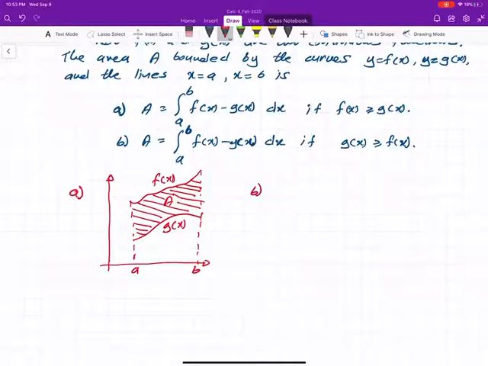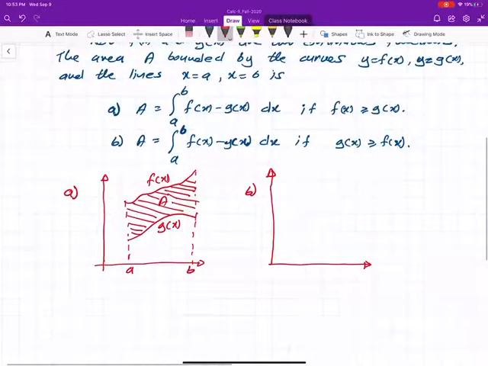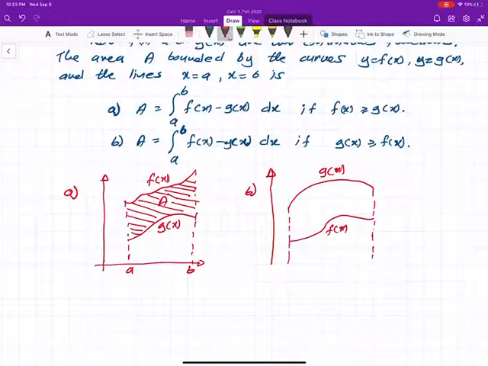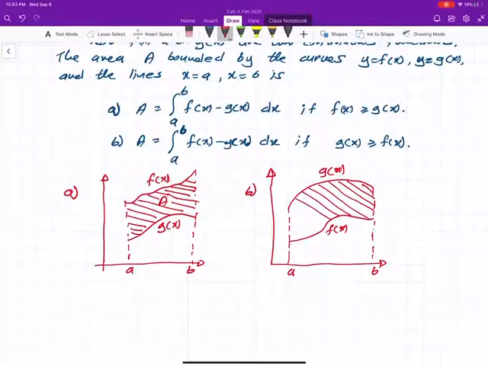Part B, you have the graph g above graph f. Part B is like this. You have a here and you have b here. I'm sorry, the above graph is g of x and the below graph is f of x. This is a, this is b. This is the area A in this case.